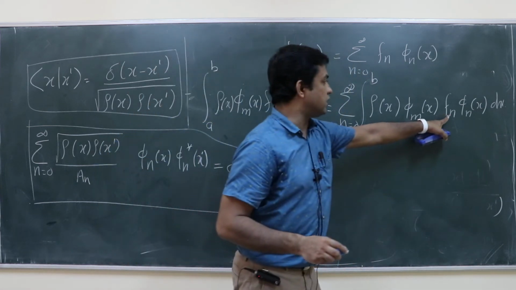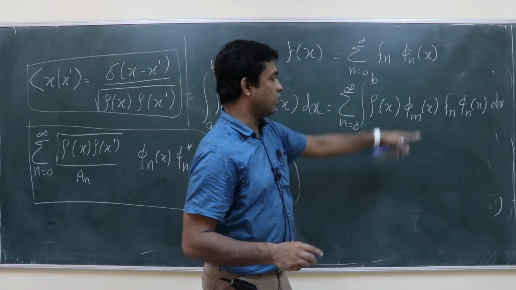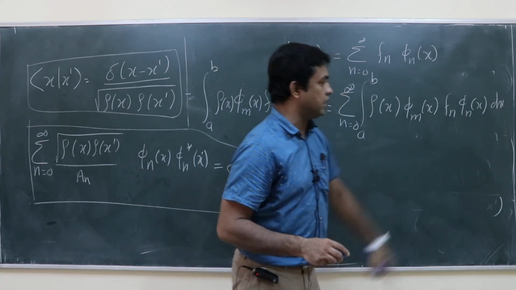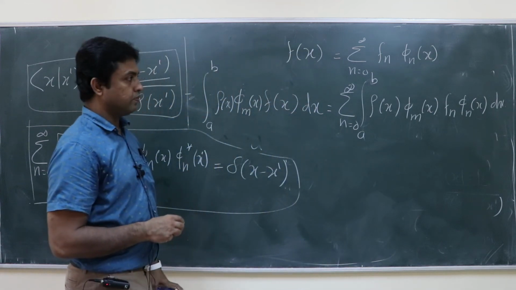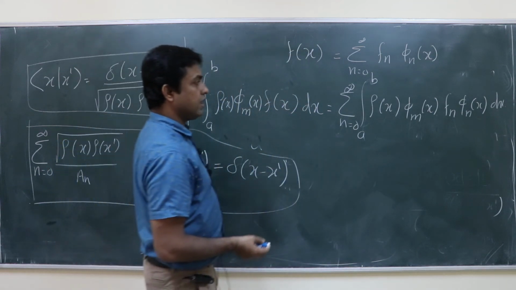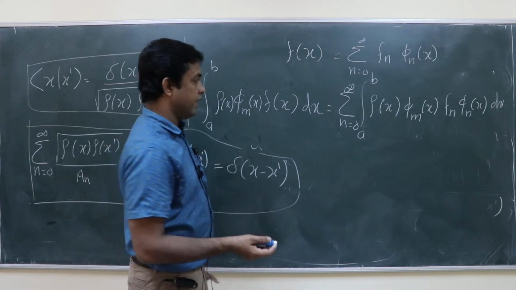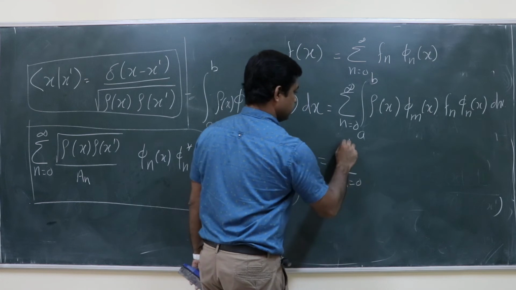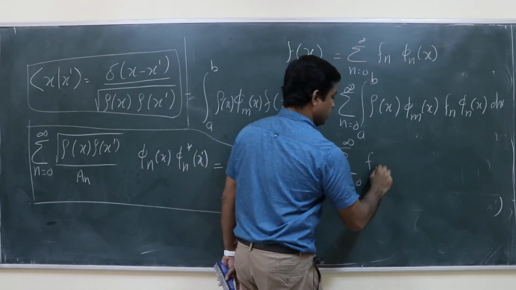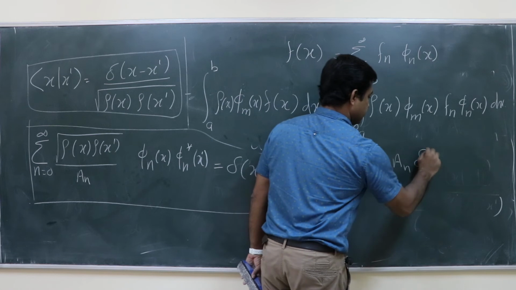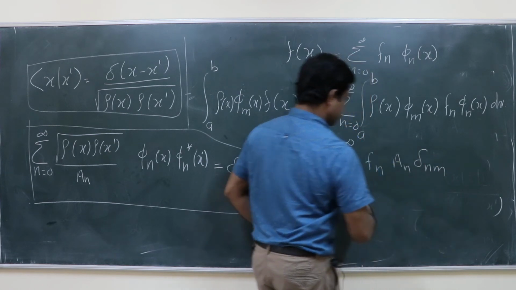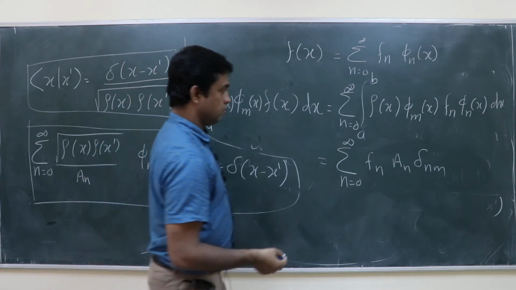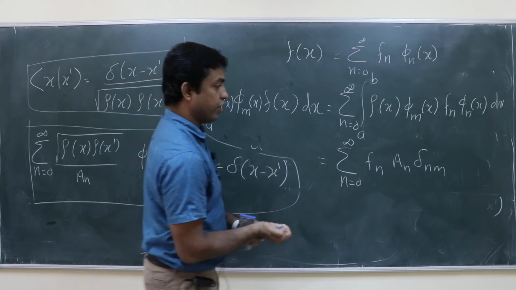f n is anyway a constant, so you can take it outside because the integration is over x. So what is the integral of rho of x phi m of x phi n of x dx? Apply the orthogonality relation: that is equal to a n delta n m. So what is this equal to? f m a m.